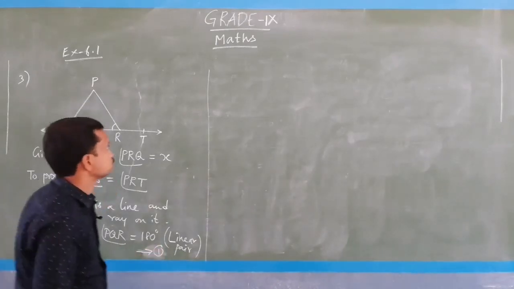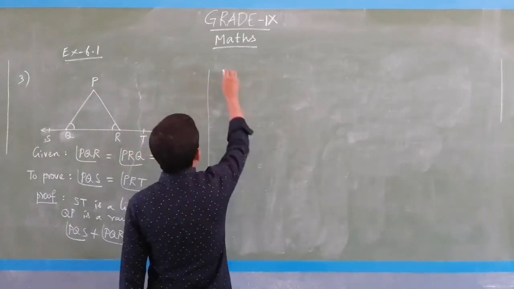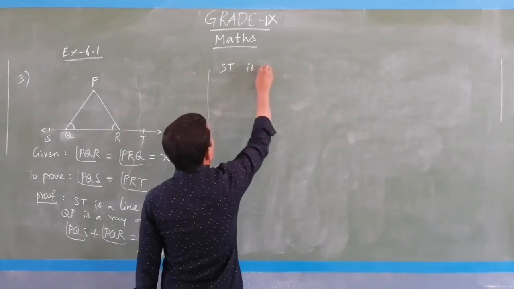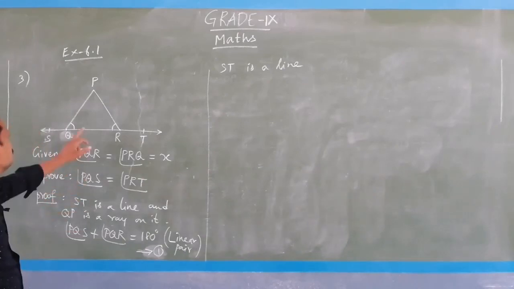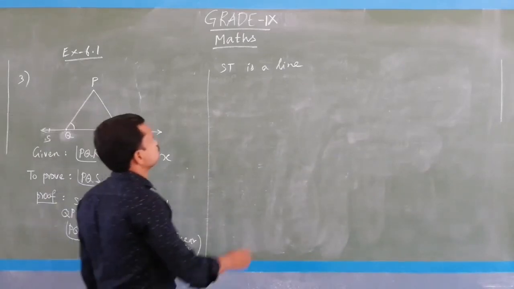And now the same ST is a line and RP is a ray.